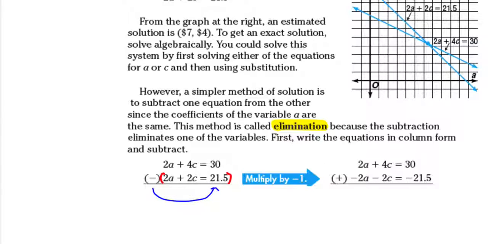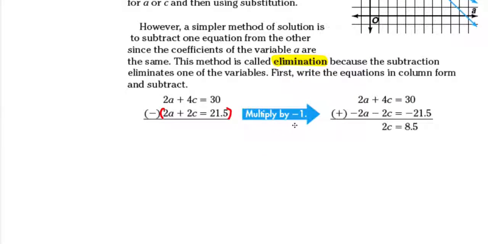After you distribute the negative 1, you simply add. If you notice, the 2a is eliminated, or the variable a is eliminated, and you end up with 2c equals 8.5, which is the difference between 30 minus 21.5.